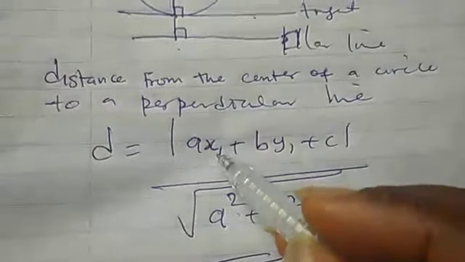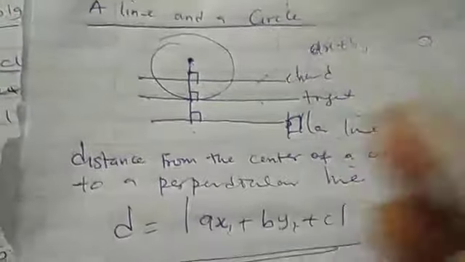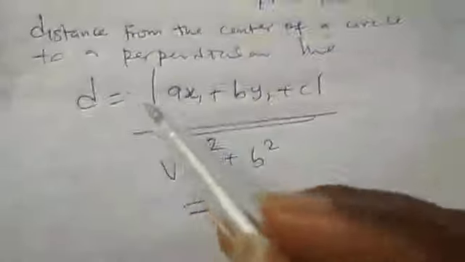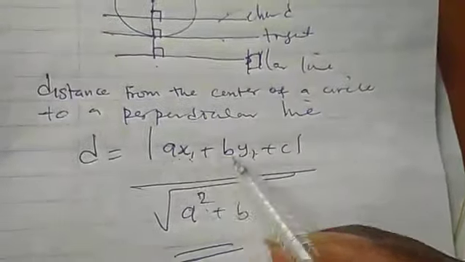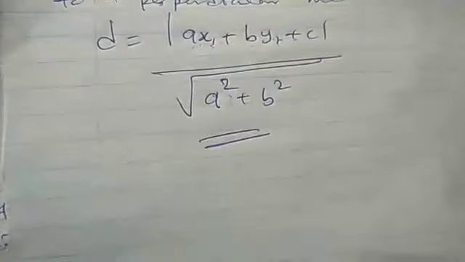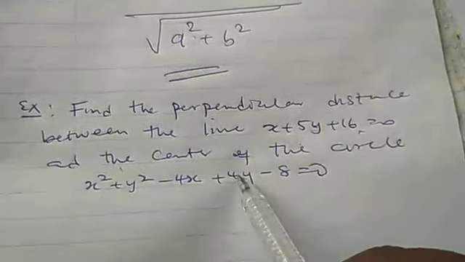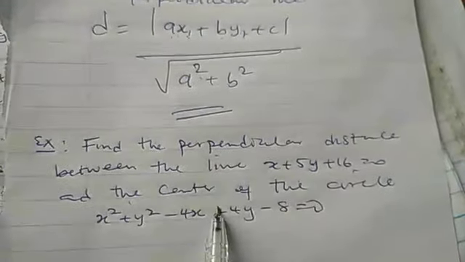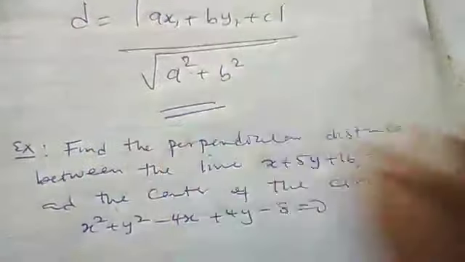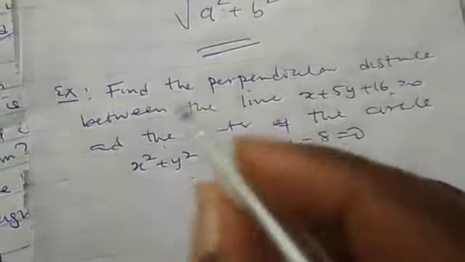But the question is, what are our x1 and y1? x1 and y1 here represent the center of the circle. It's very easy when the circle is at the origin, because x1 and y1 will just be 0. a and b are the coefficients of x and y in that line. Let's take an example. Find the perpendicular distance between this line and the center of this circle. So we only need to know the center of the circle in order to know our x1 and y1. We need to know the center of this circle.